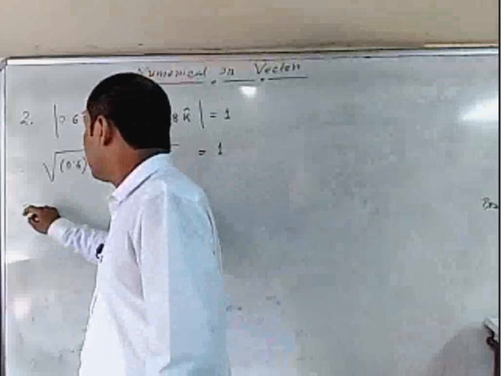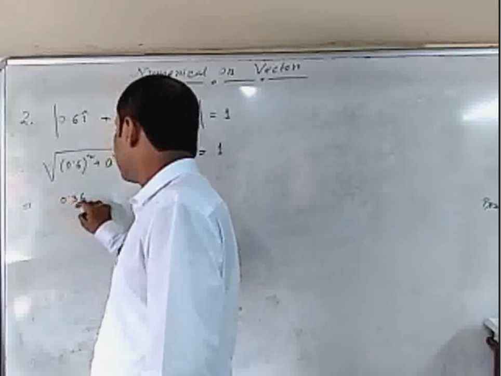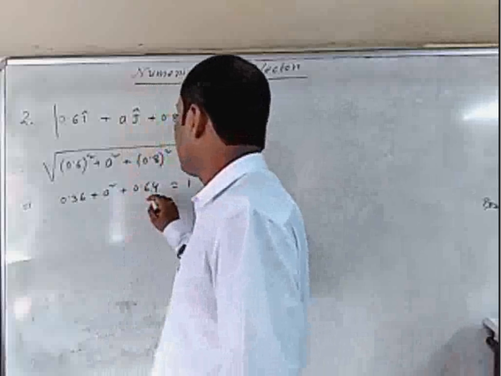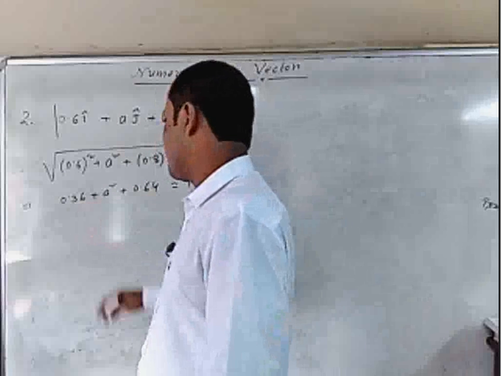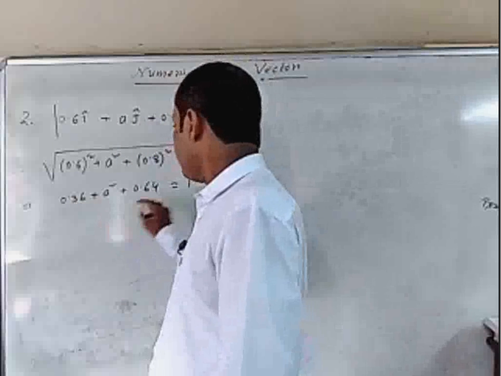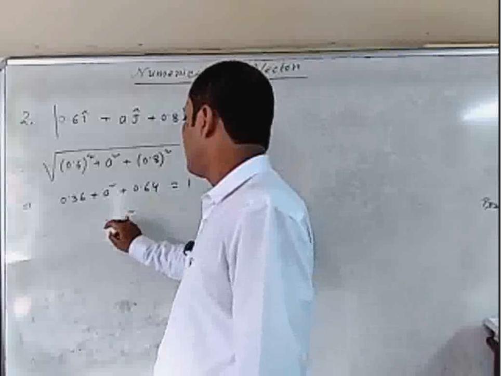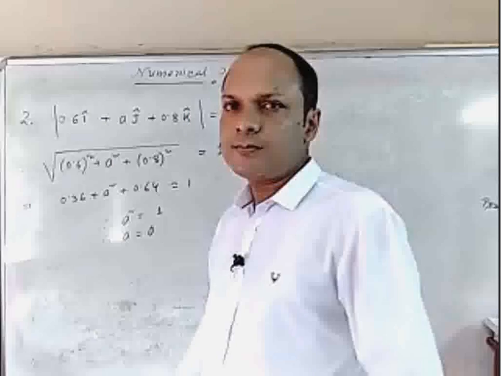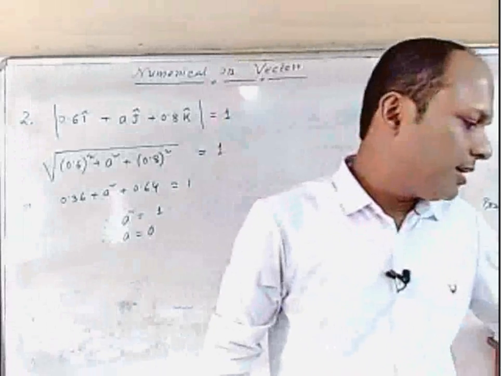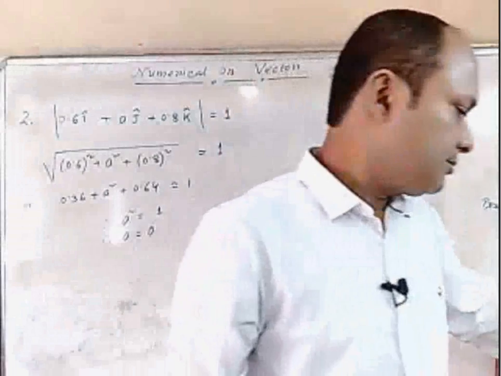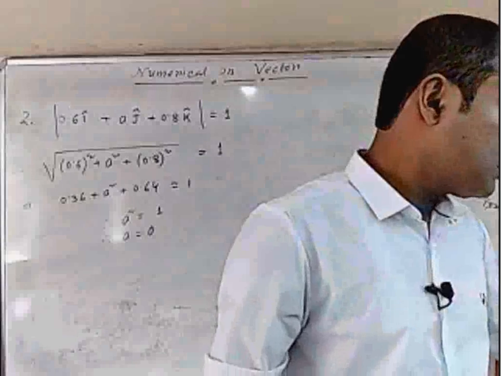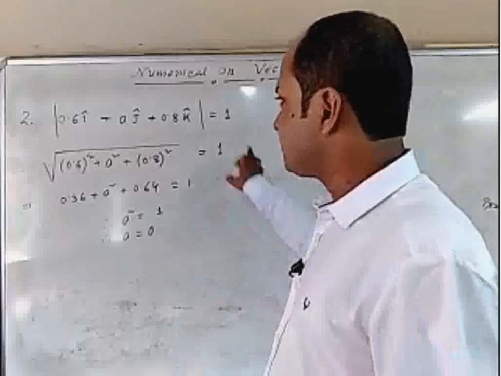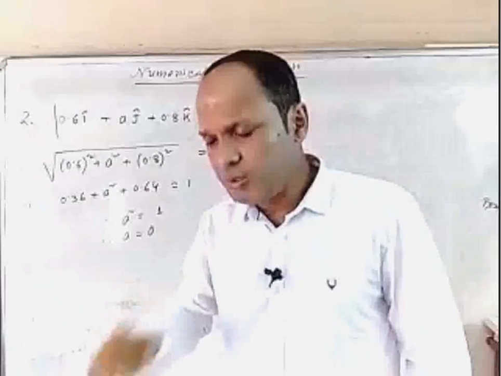So after adding it, you should get 1. So this is 0.36, this is a square, and this is 0.64, it should be 1, and 0.64 plus 0.36 equal to 1. So 1 and 1 will cancel, so a equal to 0. Am I clear? So this is the value of a. So your answer should be like this.